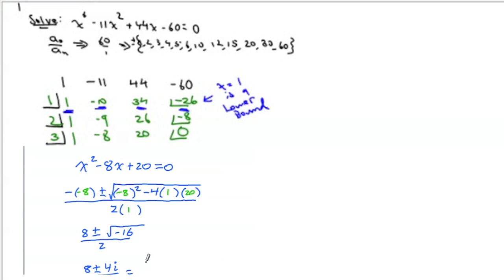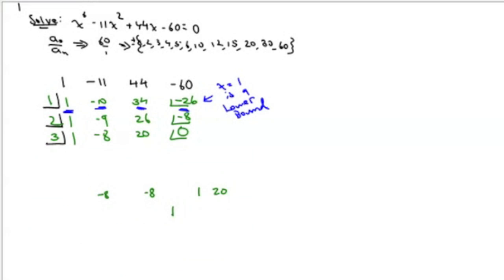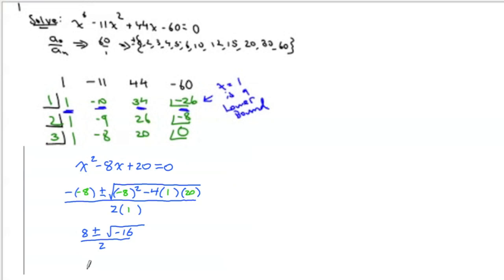How did y'all get negative 16? 64 minus 80. Throw that in a calculator. If you're going to type this into a calculator and you type in negative 16, put parentheses around it. What's the square root of negative 16?